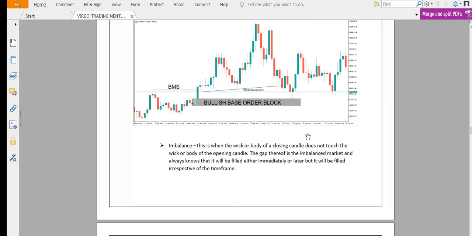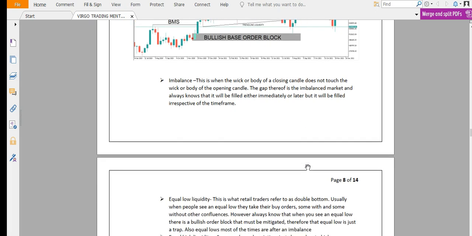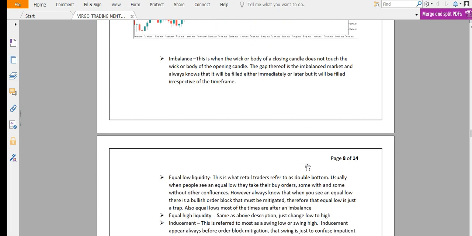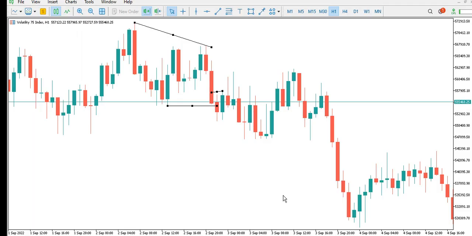All right. I hope you understand that. Then we have imbalanced liquidity. What is imbalanced liquidity? This is when the wick or body of a closing candle does not touch the wick or body of the opening candle. The gap thereof is the imbalanced market, and I always know that it will be filled either immediately or later, but it will be filled irrespective of time frame. Now let's go to the live chart.